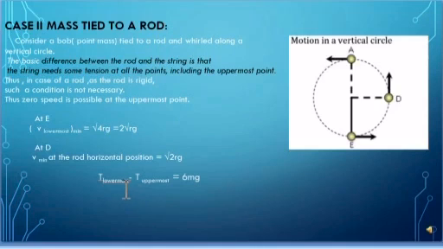So what is the difference between tension at the uppermost and lowermost points? That is, T lowermost minus T uppermost is equal to 6 mg. This is case 2, that is mass tied to a rod.